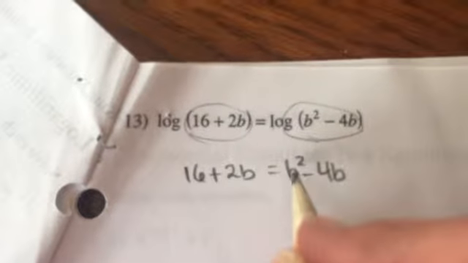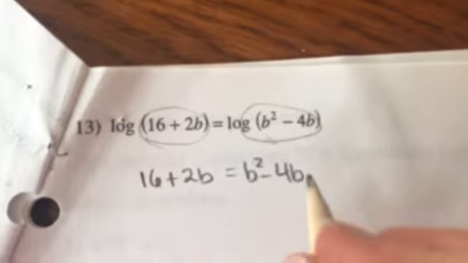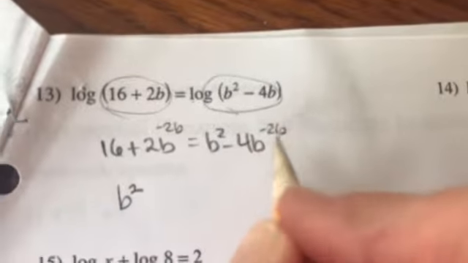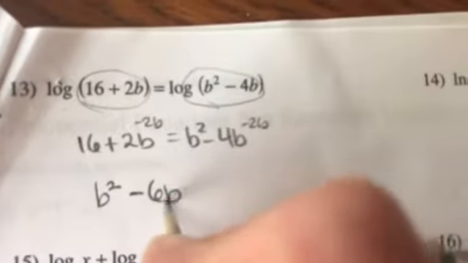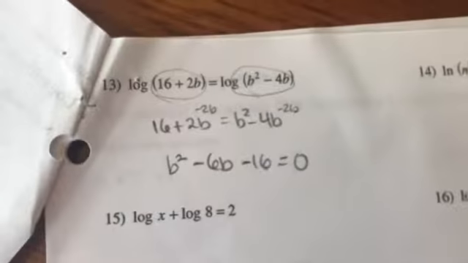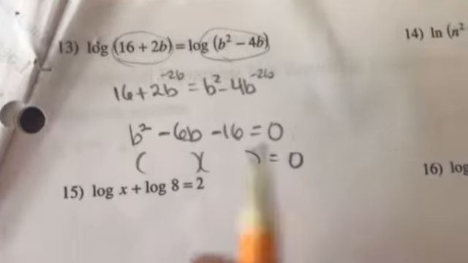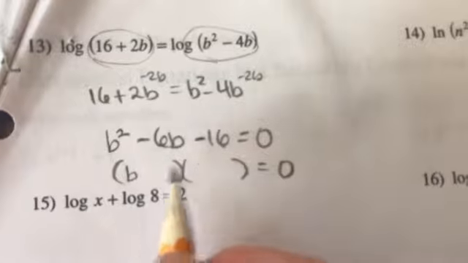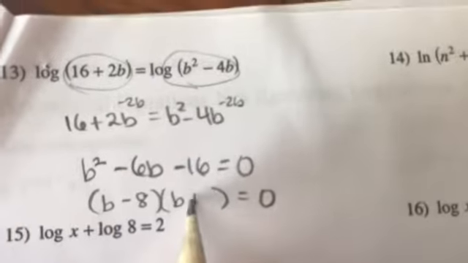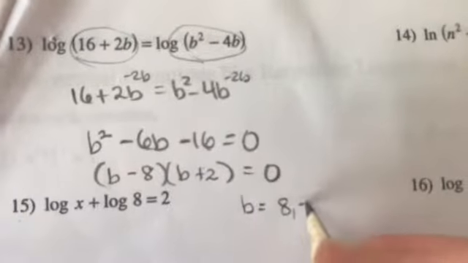Now, since I have something squared, I know that when I want to solve this, it needs to be set equal to 0. So I'm going to bring all of this over to the other side. I'm going to have b squared, and I'm going to subtract 2b from both sides, so that's going to give me negative 6b. And then I'm going to move the 16 to the other side, and that equals 0. Then I'm going to factor, hopefully. If you couldn't factor, you would have to use the quadratic formula. But you're looking for factors of negative 16 that add up to negative 6. So I think that's negative 8 and 2. So I can see here that b equals 8 or negative 2.